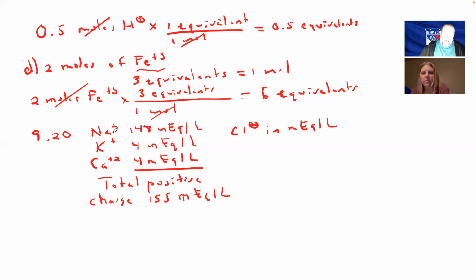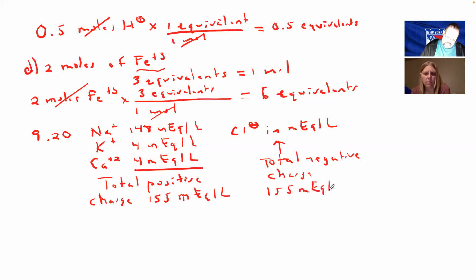So that essentially means for the chlorine, the total negative charge should be 155 milliequivalents per liter. And since the chloride is the only anion that's present, that really has to be the concentration of the Cl minus.